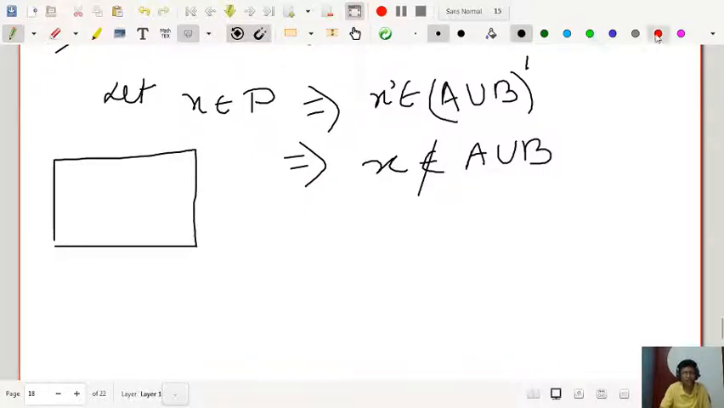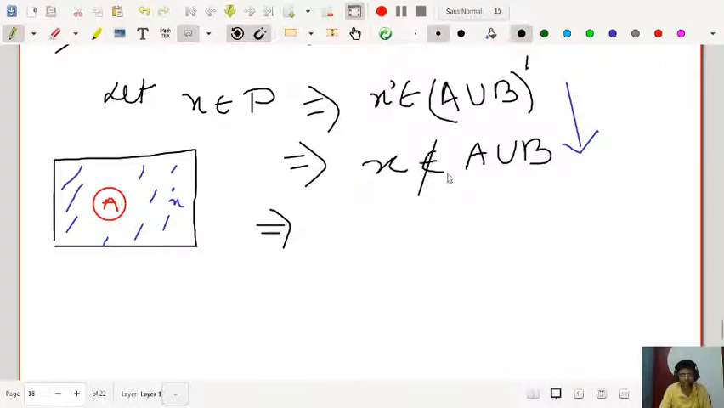So look at that. This is your A set, and this portion is your complementary part. So if some element x is here, then it does not belong to A. So that is the concept here. Clear, is it? Yeah. Have you understood, Ismail?